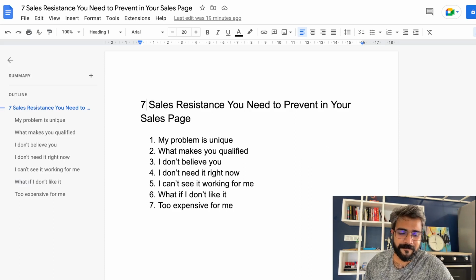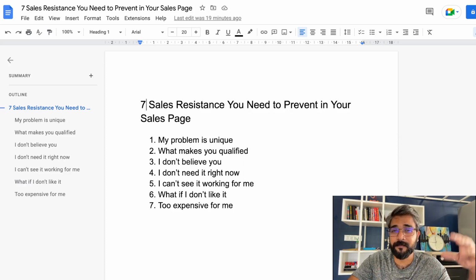Seventh, too expensive for me. Many people have this particular problem: whatever you are selling, it's fine, it's good, it's just too expensive. In that case, you really have to work around your pricing. There are many strategies in terms of pricing. If you bundle up a lot of bonuses, the price reduces, and as long as you show the value of the product, which is way more than the price tag you are putting, people will buy. There will be very little resistance.